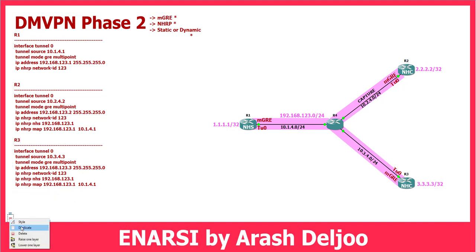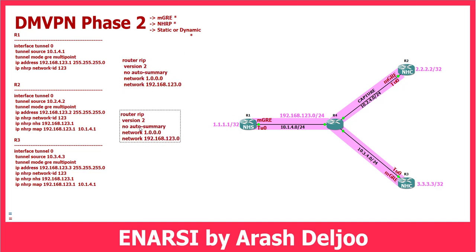Look at here, we can configure in router 1 these commands for RIP only. Router RIP, then version 2, after that no auto-summary, and then network 1.0.0.0, and after that we can configure, for example, network 192.168.123.0. That's it. This is the configuration of R1 about the RIP, also R2 and also R3.